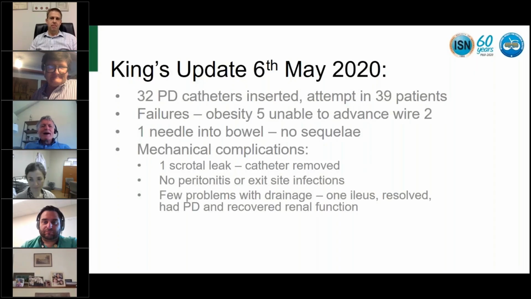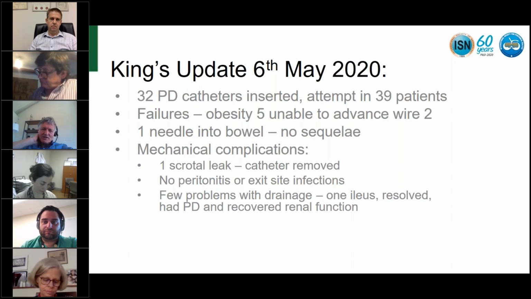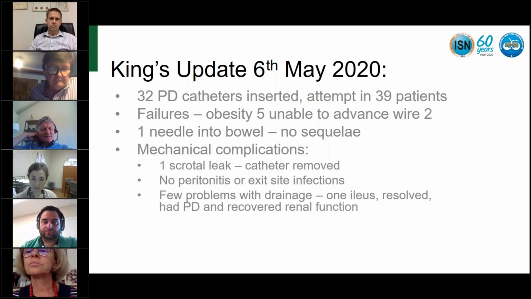We've put in 32 catheters in total. We attempted in 39 patients, so we failed in 7. In 5 of those, it was largely due to obesity. We've relaxed our criteria because so many of these patients have obesity. And in the other 2 of the 7, we just couldn't advance the wire, possibly because of momentum. On 1 occasion, we put the needle into the bowel and aspirated air, but the patient remained fine and there were no sequelae.